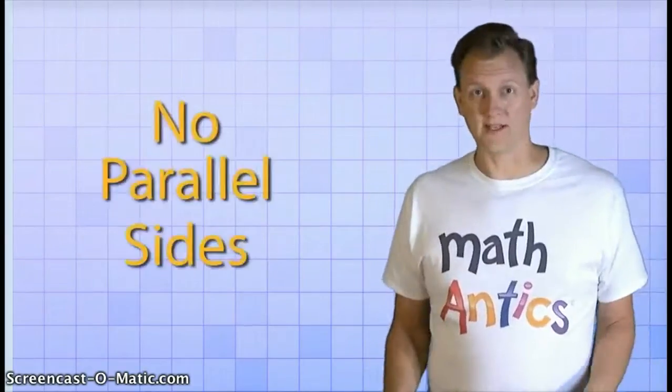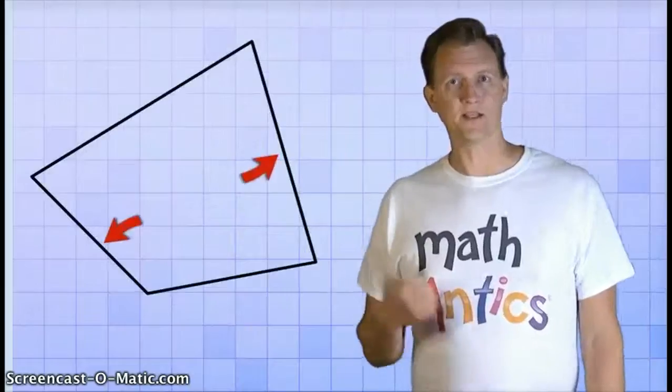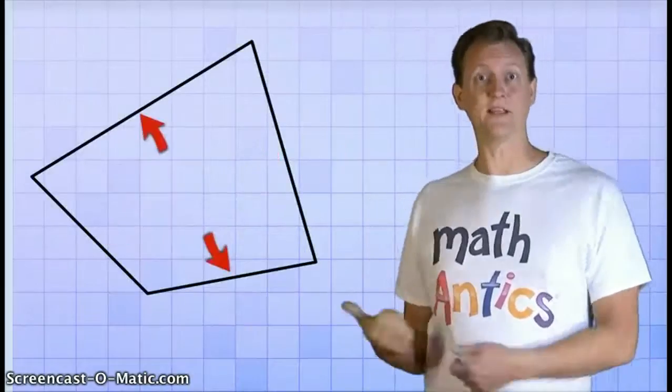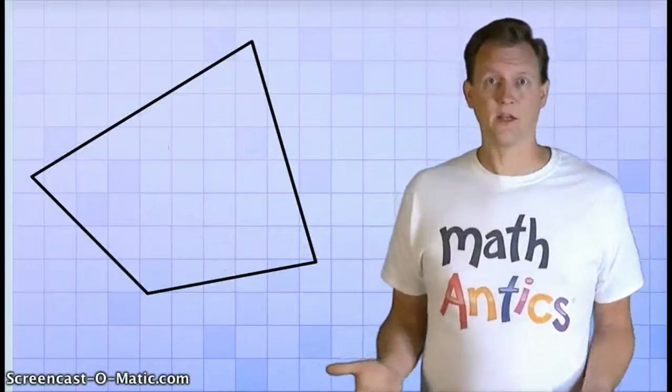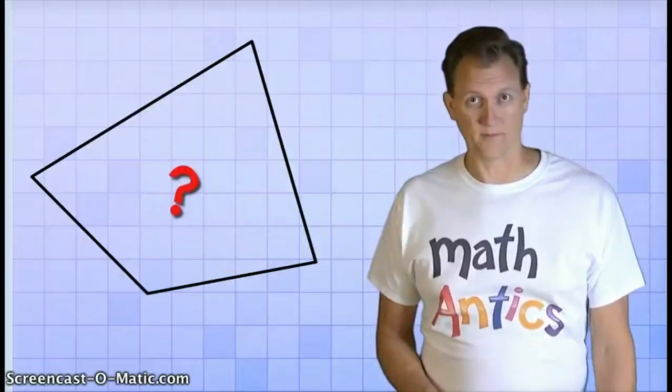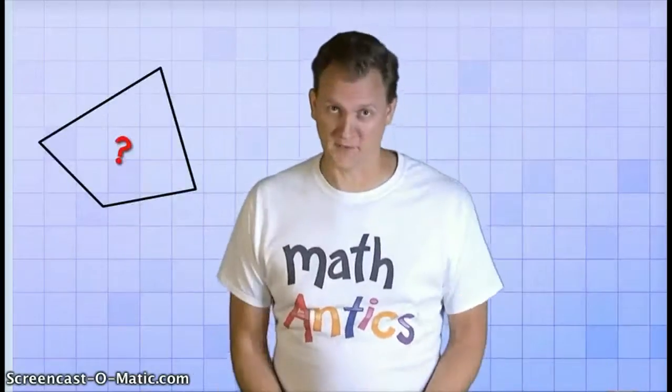Alright then, what about quadrilaterals that have no parallel sides at all, like this one? These opposite sides are not parallel, and these opposite sides aren't parallel either. So what do we call this kind of polygon? Now here's the really confusing part.